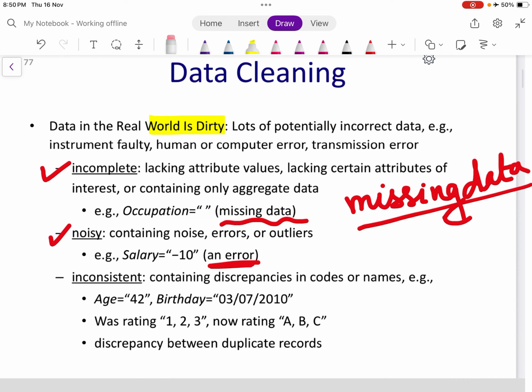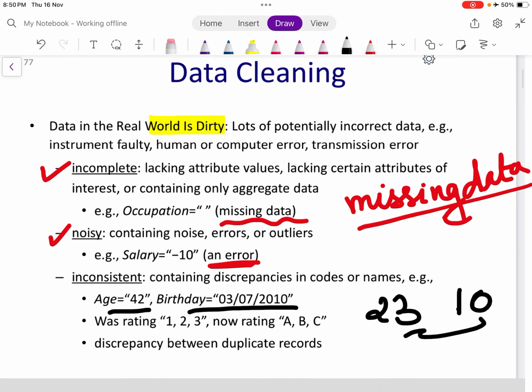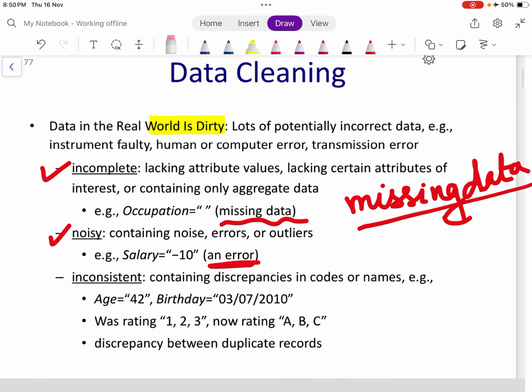Inconsistent: containing discrepancies in codes or names. For example, age equal to 42, birthday is 3/7/2010. If your age is 42, how can your birth date be in 2010? Right now it's 2023 and 2010. So how is it possible that you are 42 years of age? So there is a discrepancy.